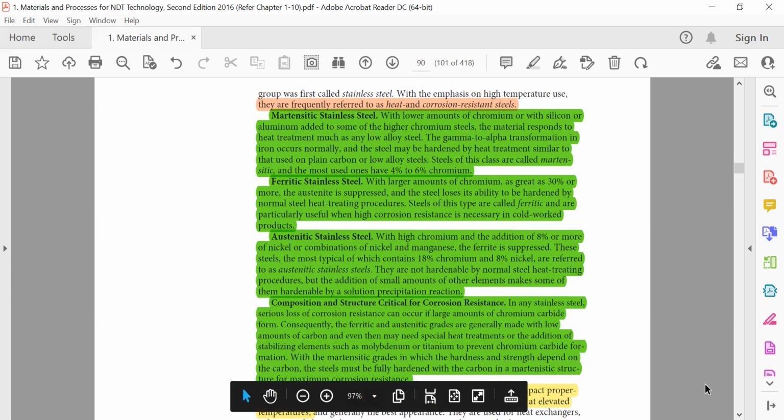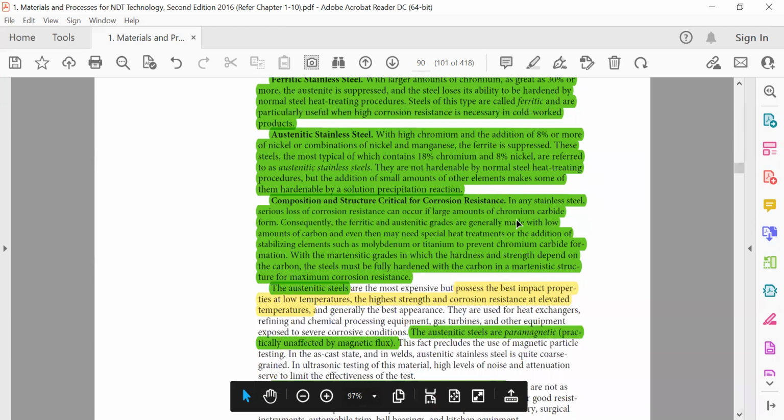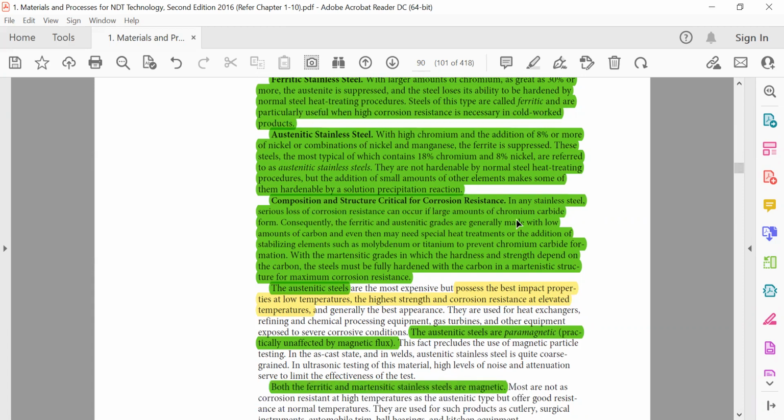This chromium carbide is CrC6, around 6 carbons combined with 1 chromium. So when you lose chromium, you lose corrosion resistance. Consequently, the ferritic and austenitic grades are made with a low amount of carbon, and even then may need special heat treatments or addition of stabilizing elements.